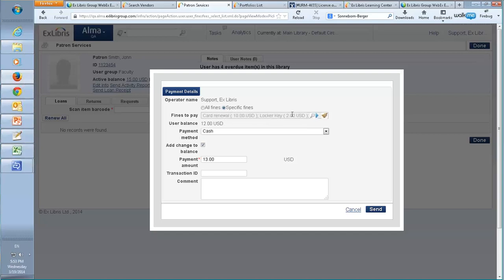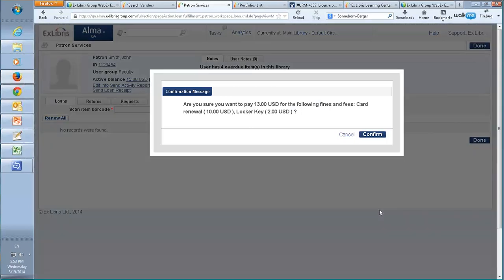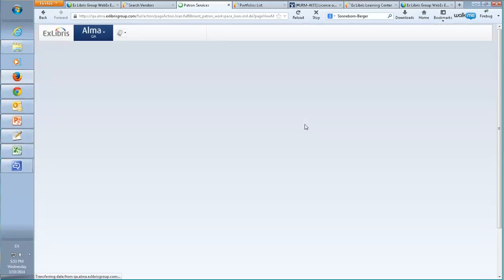Card renewal was $10, locker key is $2, the balance is $12. He's going to pay $13, so we're going to expect these 2 fines to be paid off and an additional credit of $1 US. Let's go ahead and pay. Are you sure you want to pay $13 US for the following fines and fees? Card renewal 10, locker key 2, confirm.